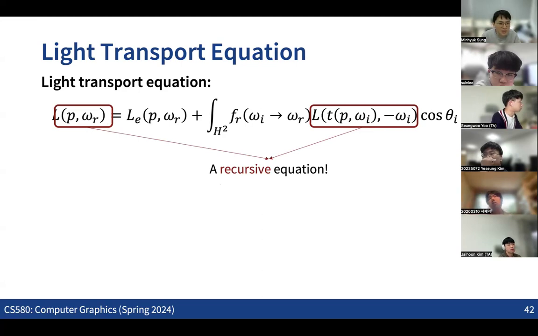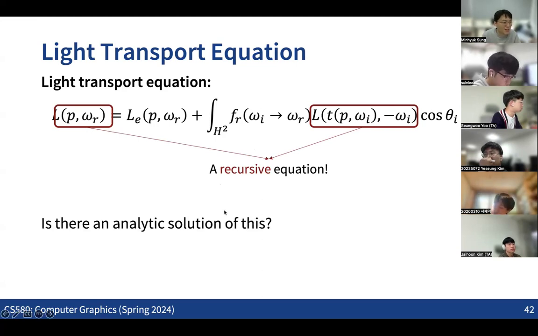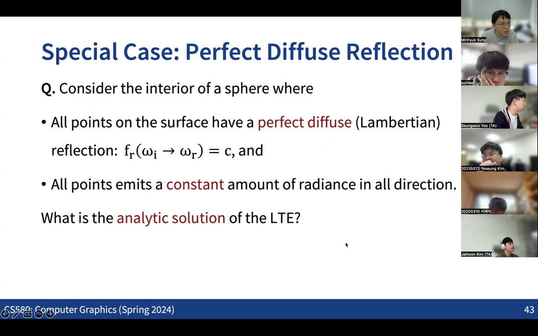So in general, is there some analytic solution of this? Obviously, the answer is no, right? When you think about the complexity of all the light sources and also the BRDF and many other things, it would be really hard to derive an analytic solution for this recursive equation. That's why we are going to use the Monte Carlo estimate in this case. But let's think about a very special case where we can come up with an analytic solution. This can be one specific example.